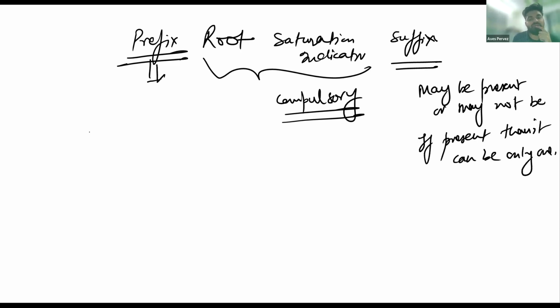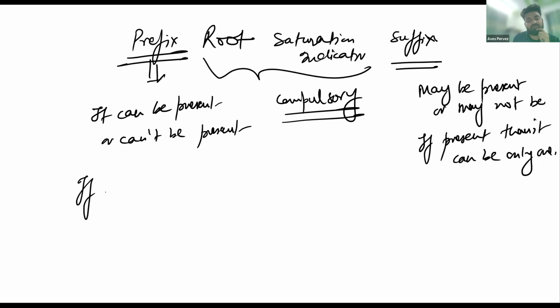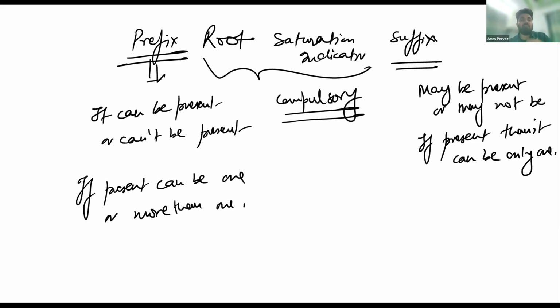Talking about the prefix, it can be present or not. If present, it can be one or more than one. Note it down. The suffix may or may not be present, but if it is present, it can be only one. And the root and saturation indicator must be present.